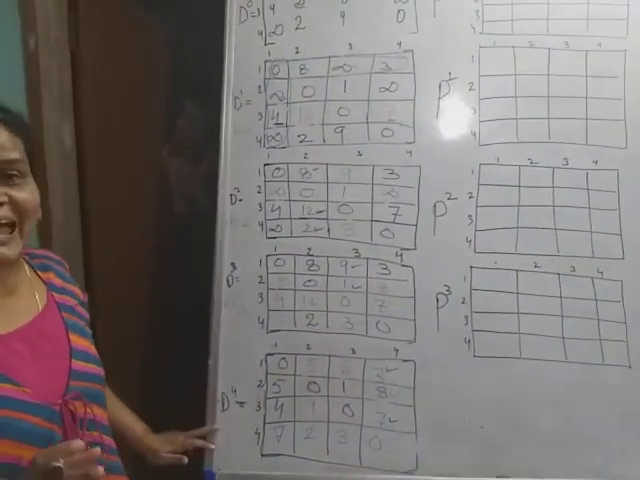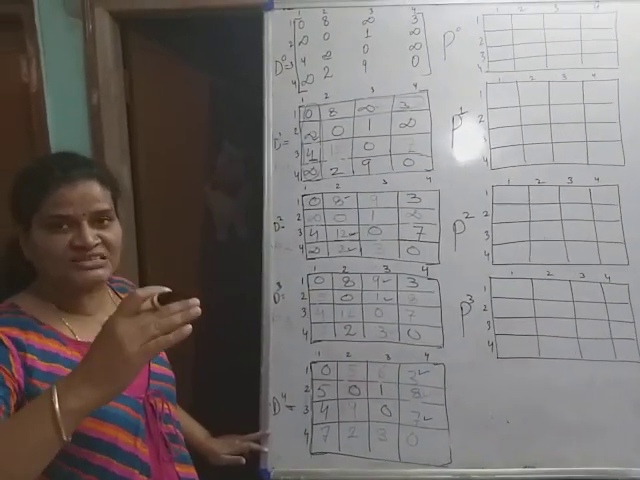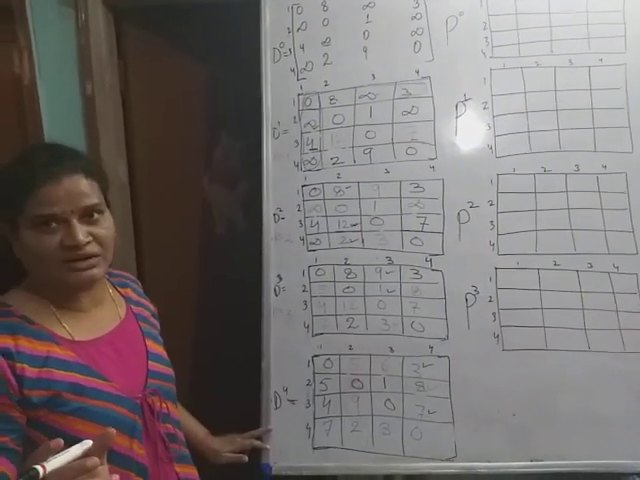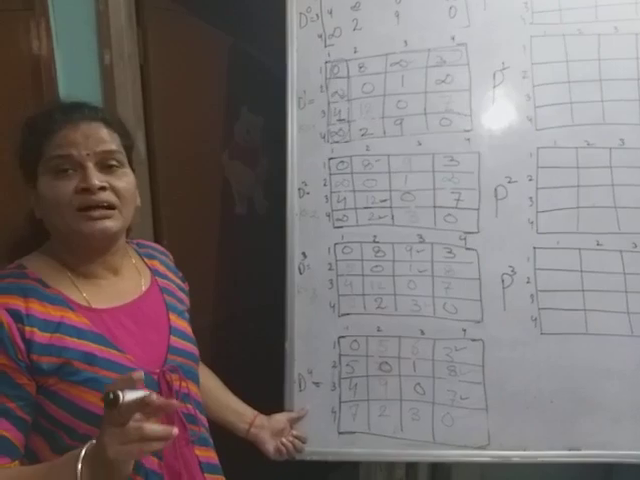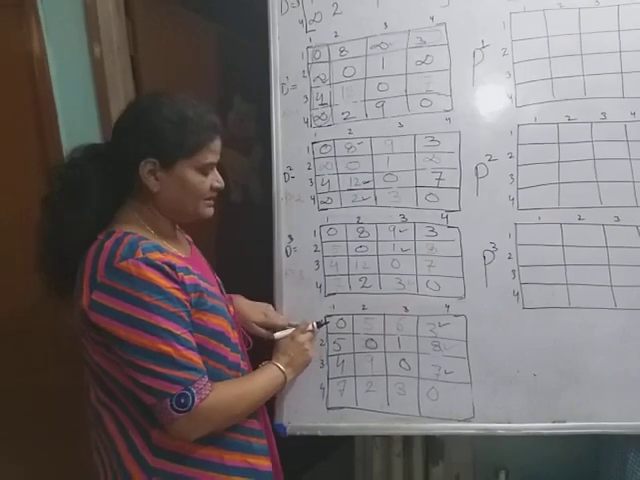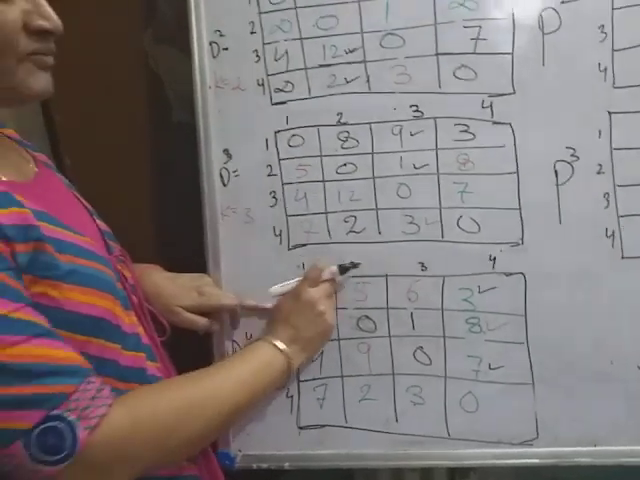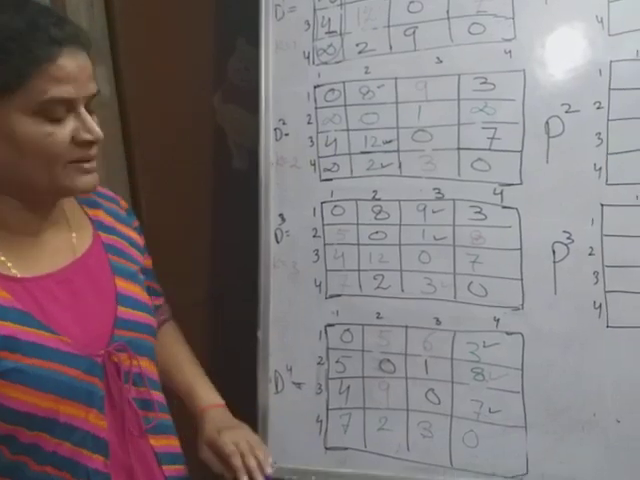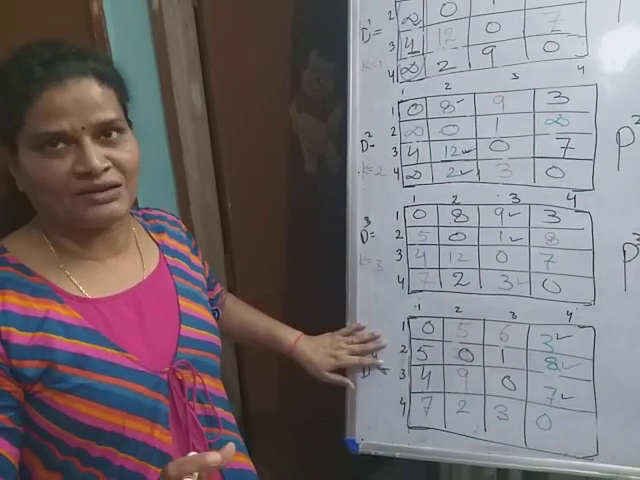If there are n vertices in the graph, then you have to generate the distance matrices D1, D2, D3, D4 and finally Dn. Here there are 4 vertices in the graph, so D4 gives you the length of the shortest path between every pair of vertices. At the end, the length of the shortest path from 1 to 2 is 5, from 1 to 3 is 6, and so on. This matrix is the output of the Floyd-Warshall algorithm.